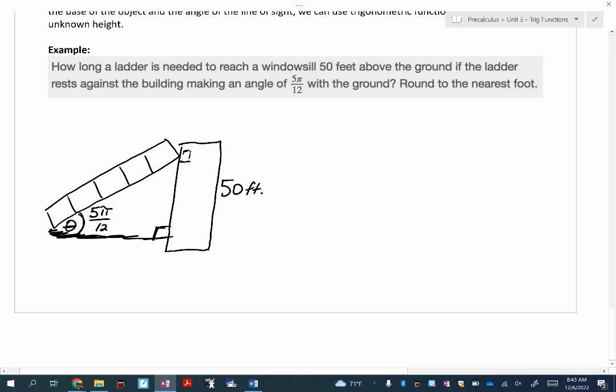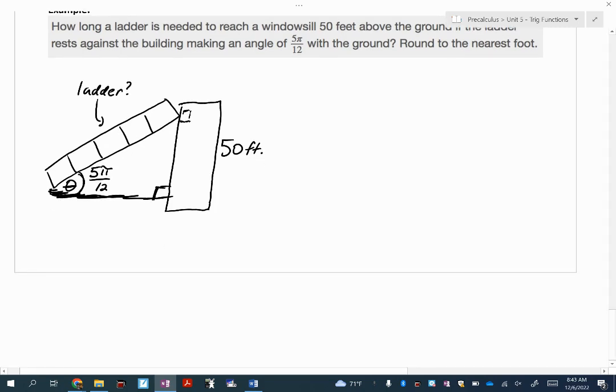So I'm trying to figure out the length of this ladder. So I'm trying to figure out this side. How long does the ladder need to be for it to actually reach this windowsill? Okay, so what I notice, and maybe I'll write it here so it's a little easier to see with this triangle: this is 50 feet, and I know this angle theta. I'm trying to find this length, which is across from the right angle. So I'm trying to find the hypotenuse.